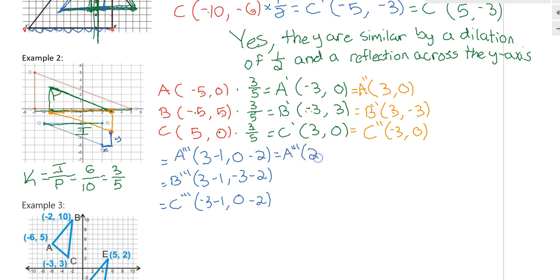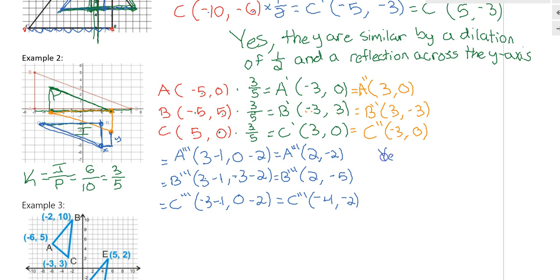So 3 minus 1 is 2, 0 minus 2 is negative 2. 3 minus 1 is 2, negative 3 minus 2 is negative 5. Negative 3 minus 1 is negative 4, 0 minus 2 is negative 2. Let's graph those and make sure they're in the same spot. 2, negative 2, that matches. 2, negative 5, that matches. Negative 4, negative 2, that matches. Line them all up. Okay?